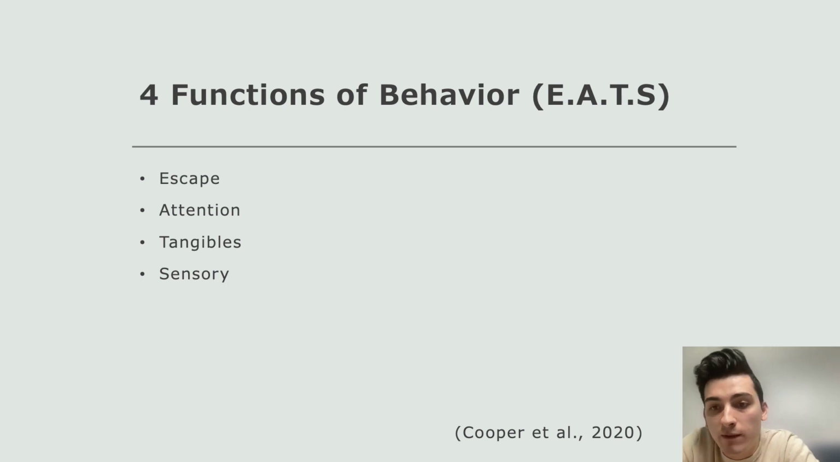Next, an example of the escape function would be when the client is asked to clean their room. They engage in a tantrum behavior, and then the demand is removed, which then results in them stopping their tantrum. Lastly, the sensory function may look like a client is engaging in stimming, so maybe they're flapping their hands or something like that, which is to provide comfort and regulation of their own bodies. Additionally, sensory may look like a client removing all of their clothes because they become overly hot or the texture of their clothes is uncomfortable.